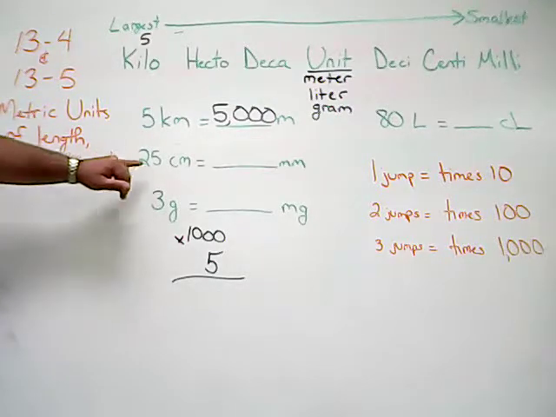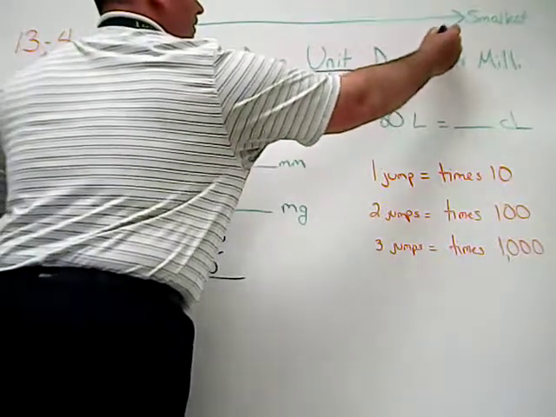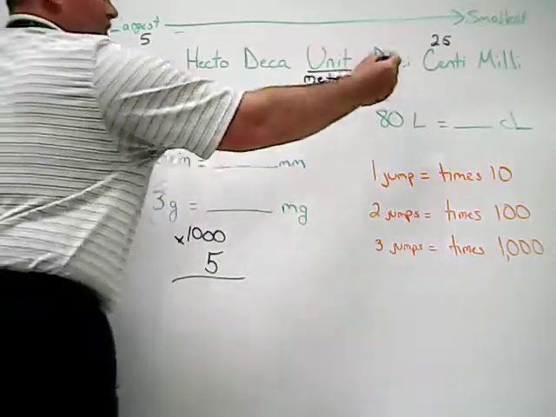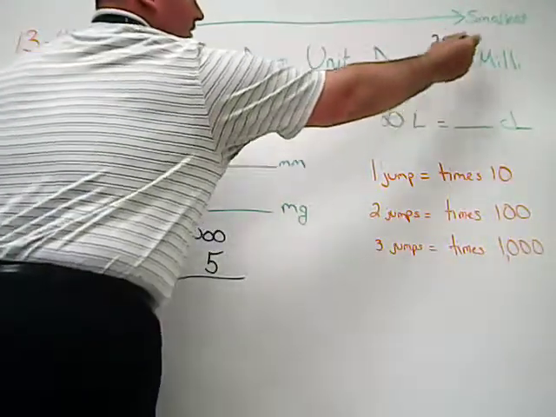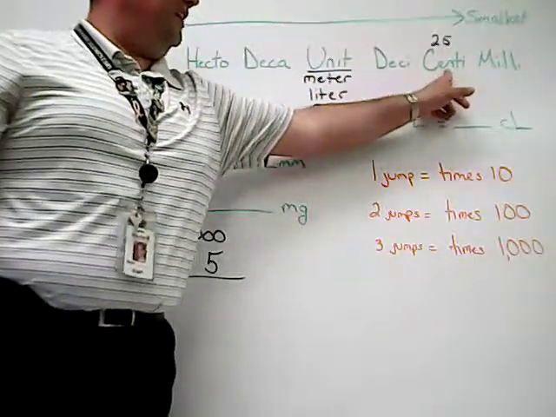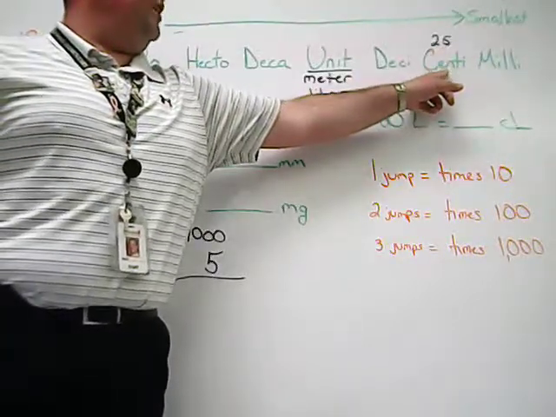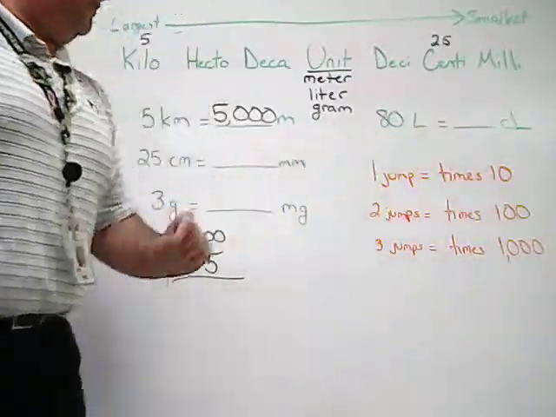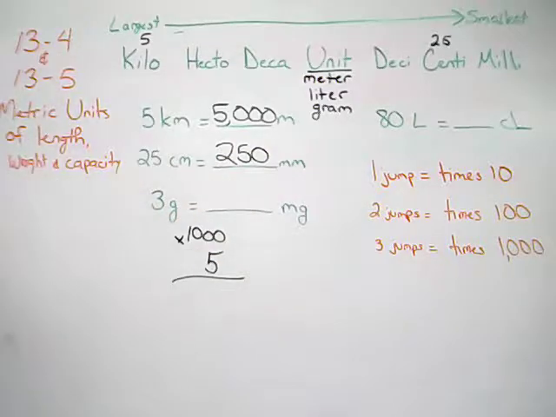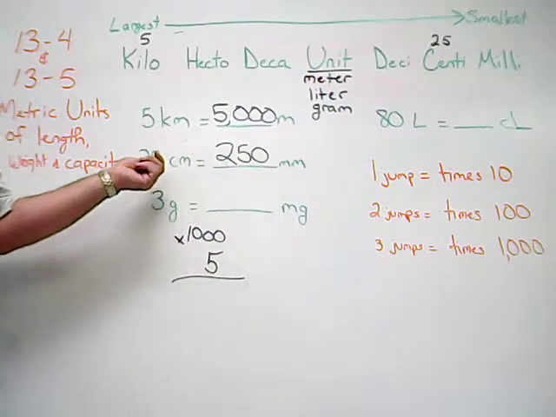Same idea here. I'm starting at 25 centimeters, so I'm going to put my 25 here. And I want to go 1 unit next door to millimeters. So I'm making one jump from centi to milli. And I know that this is 10 times larger, so I'm going to need more millimeters. So 25 times 10 is 250. Millimeters are much smaller than centimeters, which is why I need more than what I started with.